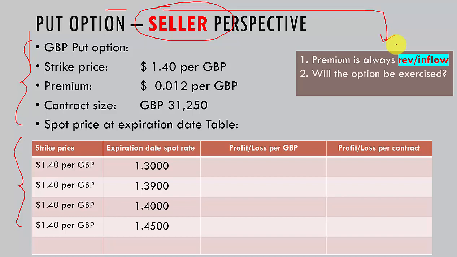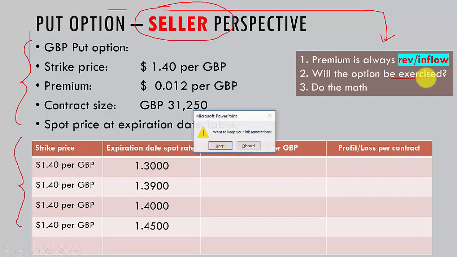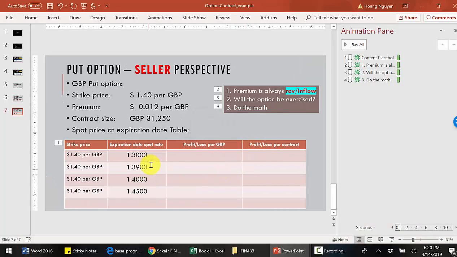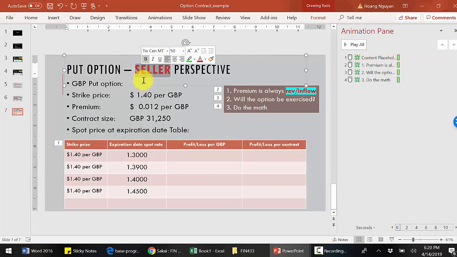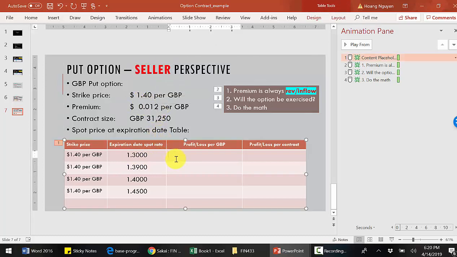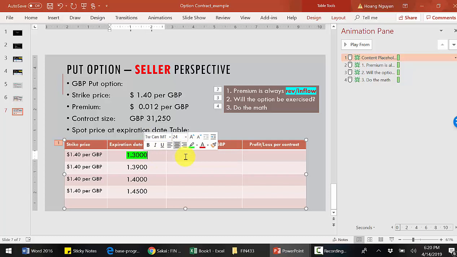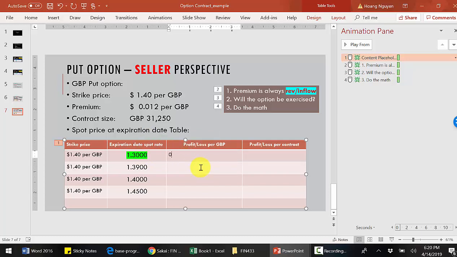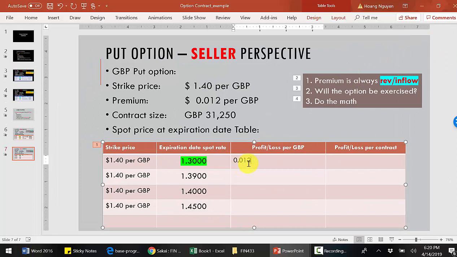In order to calculate the profit or loss, you always have to answer the question: will the option contract be exercised or not? And now let's do the math. So, from the seller perspective, it will receive the premium, no question asked. So, in this situation or in any situation, the premium will be positive 0.0. Okay, let me close this part. So the premium is positive.